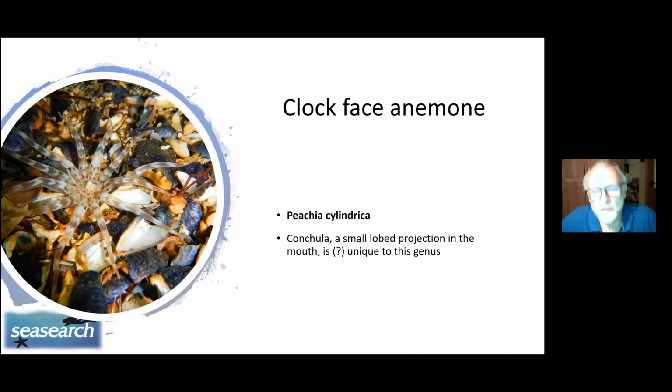Here's a clock face anemone. I haven't seen too many of these. In fact, this might be the only one I've ever seen, off the southwest coast of Connemara, I believe. And it's a clock face anemone because it has 12 tentacles, and they're counted as 12. And it has this very unusual conule, which is a small lobed projection in the mouth. The book or the website says that it's unique to this genus.